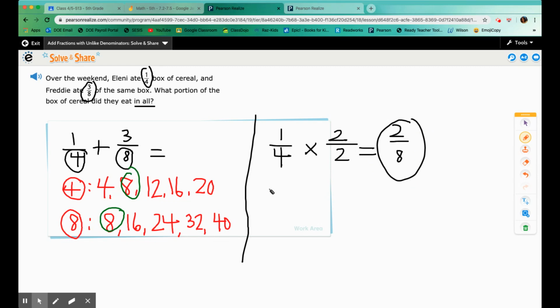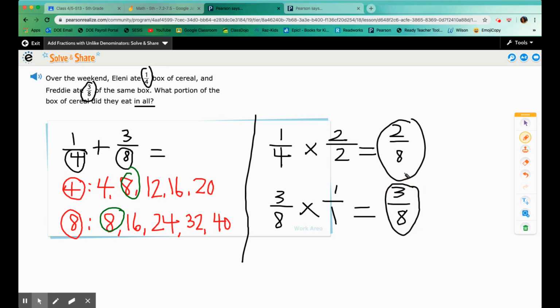Let's do the same thing with 3/8 now. 1. So I'm just going to multiply by 1. 3 times 1 is 3. 8 times 1 is 8. Do you notice that 3/8 changed to basically 3/8? It didn't change. That's because our common multiple was 8, so we were trying to change our denominators to 8, and 3/8 already had a denominator of 8. So when this happens, you don't have to change that one. I just wanted to show you.